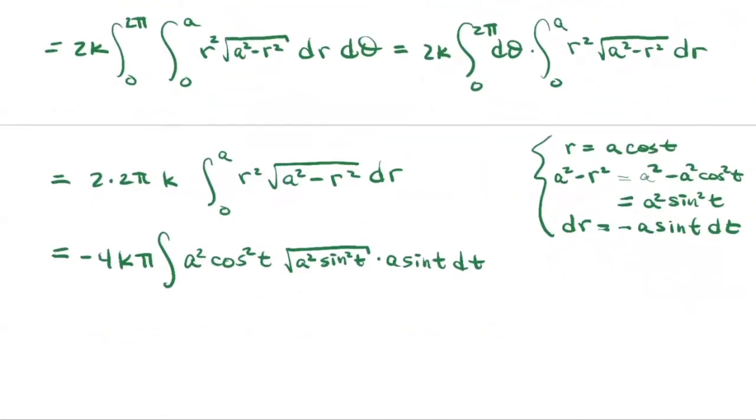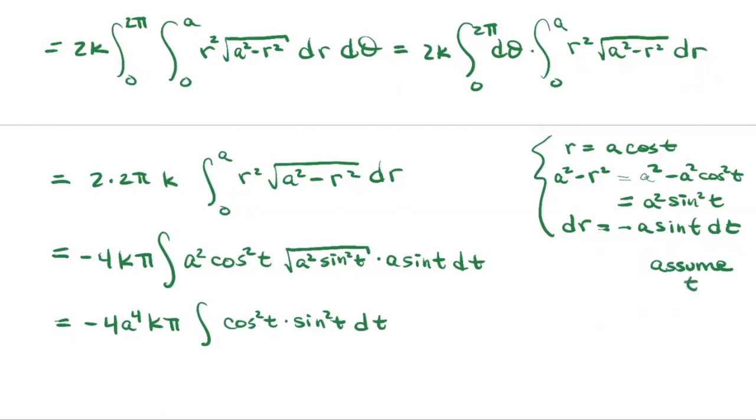I'll put limits on in just a second. So I think I've got an a squared times another a squared. It looks like a to the fourth. So what about negative 4 a to the fourth k pi? We'll be integrating cosine squared times sine squared t dt. And I'm going to assume that t, I need, is the sign, so I need t to be between 0 and pi.